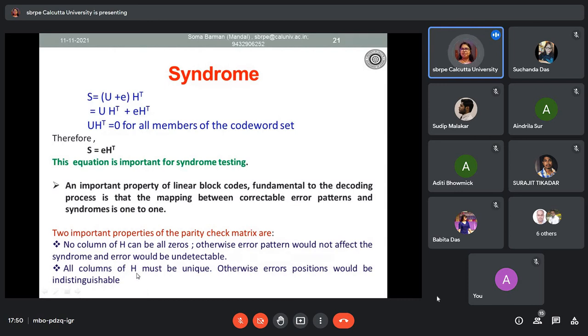And all columns of H must be unique. Otherwise, the error positions would be indistinguishable. So to determine the error position, all the columns of the H should be unique and should not contain any column that is all 0. This is a very important thing.